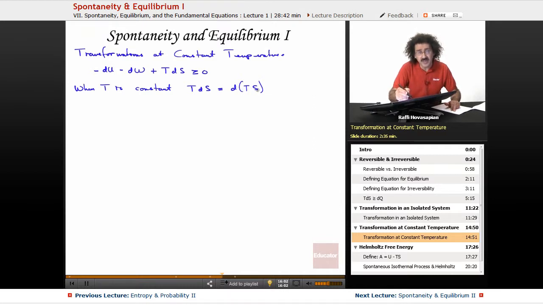So the temperature times the entropy, when I take the differential of it, because temperature is constant, it comes out. So instead of writing T dS, I'm going to write d(TS). So we have minus dU plus d(TS). Okay, I'm going to go ahead and move this dW over to the other side.